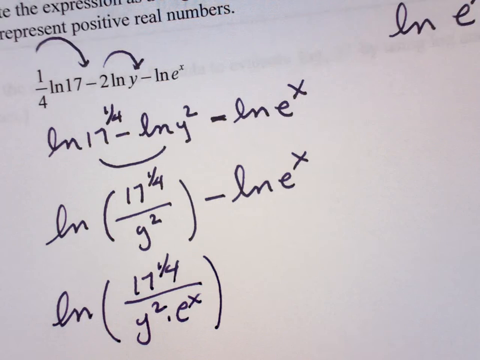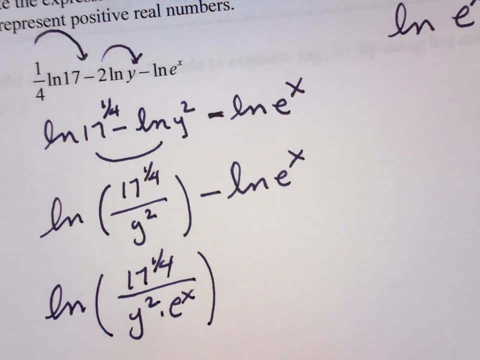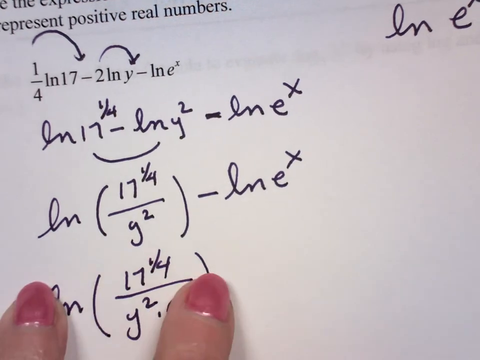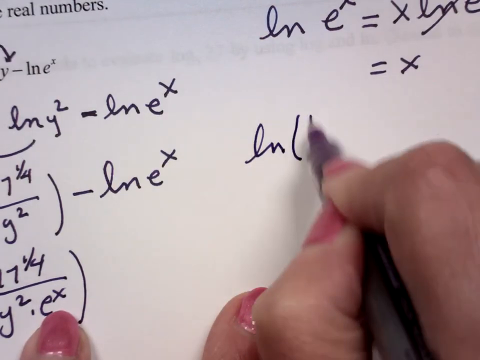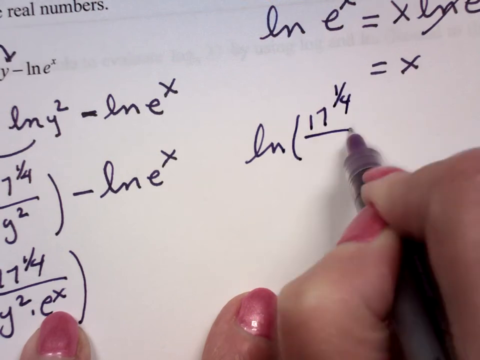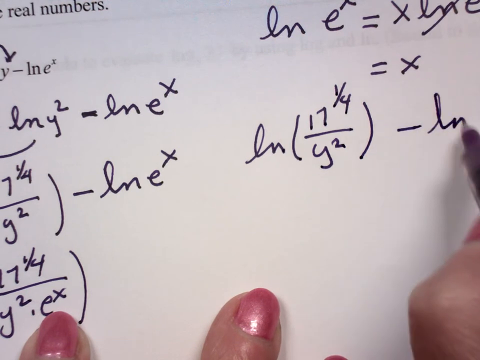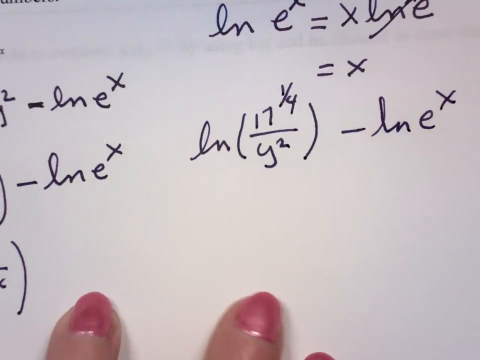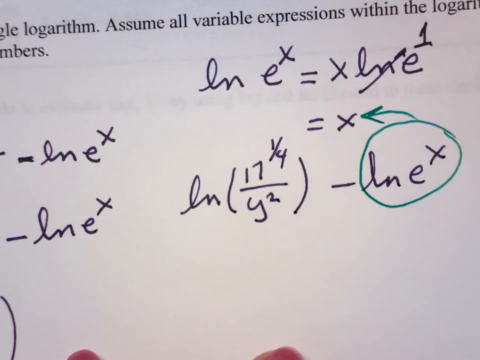And then you're going to look in the back of the book and say, that's not the answer they got. Is that a correct answer? Yes. It's just not their answer. Because what they did is they said, okay, so now what you have is the natural log of 17 to the 1/4 divided by y squared, and they probably wrote that as a radical, and then minus the natural log of e to the x. And then they said, oh, natural log of e to the x is really just x.